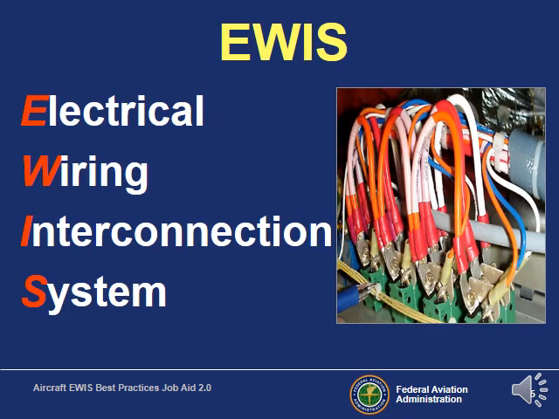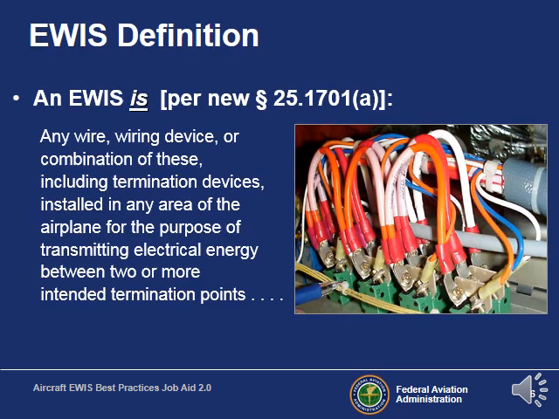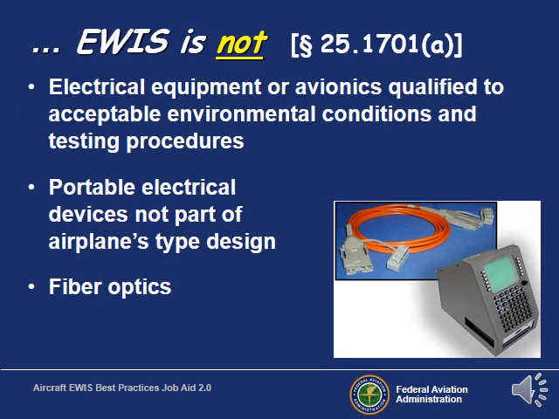So what does EWIS stand for? Electrical Wiring Interconnection System. EWIS is any wiring device, or combination, including termination devices installed in the aircraft. The purpose of EWIS is to transmit electrical energy from point A to point B. However, EWIS is not electrical equipment or avionics. It's not the portable electrical devices, and it's not fiber optics. So basically, it's just the wiring system itself and the terminations.